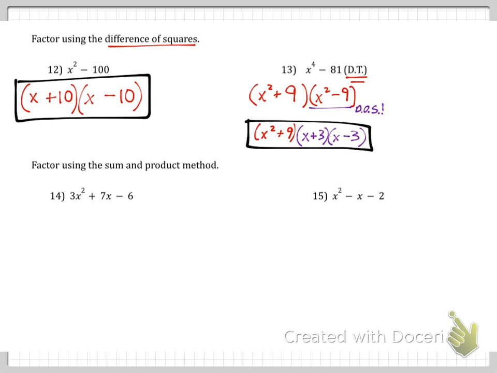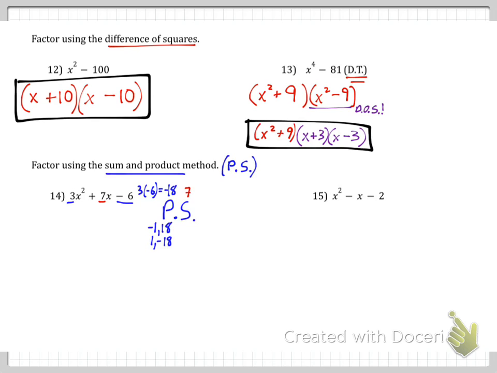For number 14, we're going to factor using sum and product, or product sum method. We write P and S. That's the way I taught you. When you do that, remember product is the first coefficient, the leading coefficient, multiplied by the constant. In other words, A times C. Here A is 3, C is negative 6, so A times C gives you negative 18. The sum is 7. So we're thinking of what numbers multiply to get you negative 18 and add to get you 7. Well, you can always start off with 1 and negative 18 and negative 1 and 18.